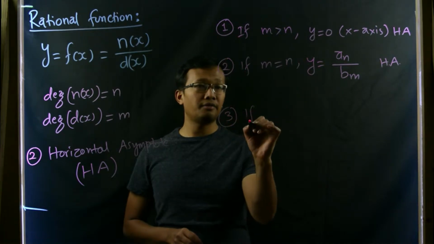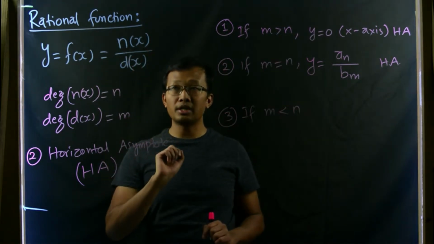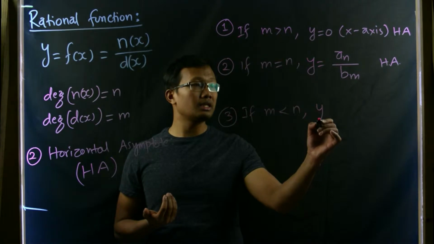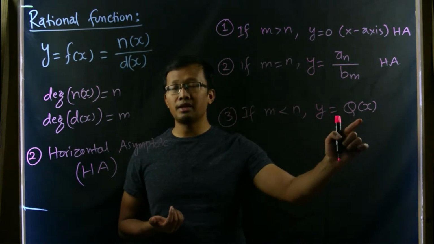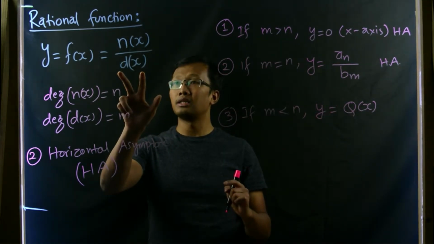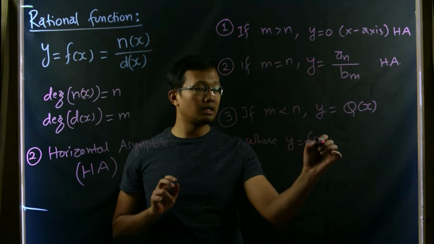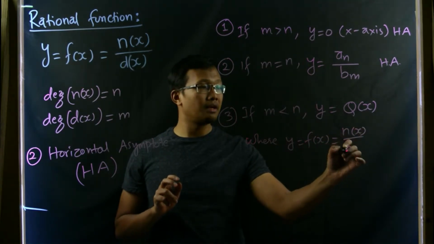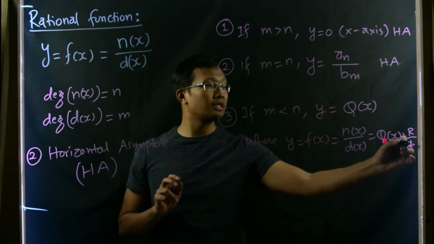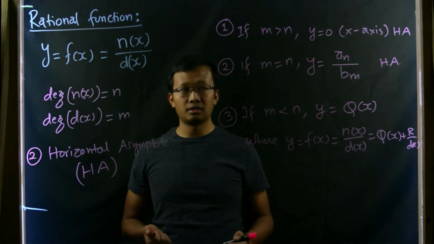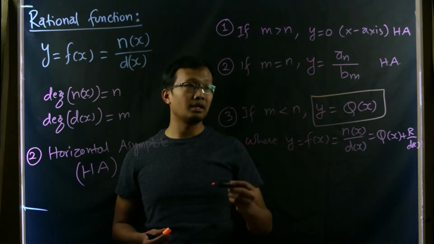Number three, if m is less than n, meaning the degree of the denominator is less than that of the numerator, then the asymptote that we get will be a slant line, q of x, where q of x is the quotient whenever we divide n of x by d of x. So y equals f of x equals n of x divided by d of x equals q of x plus r by d of x. This is the quotient of the division. This is our slant asymptote, or we can say oblique asymptote also.